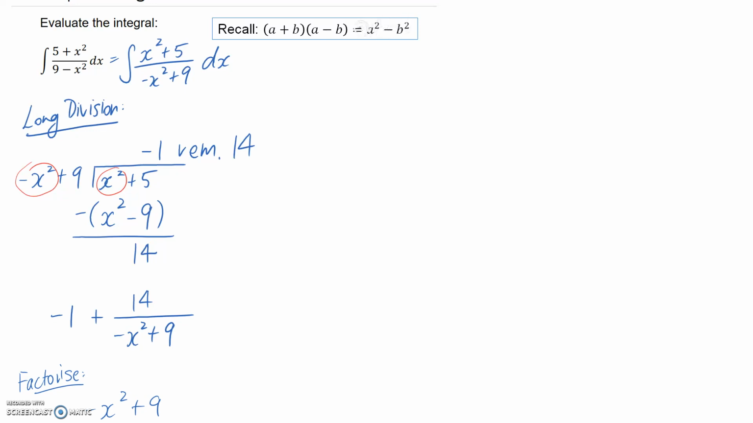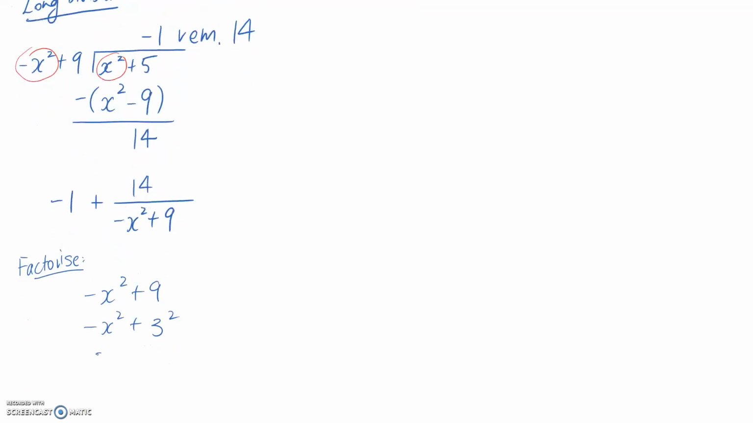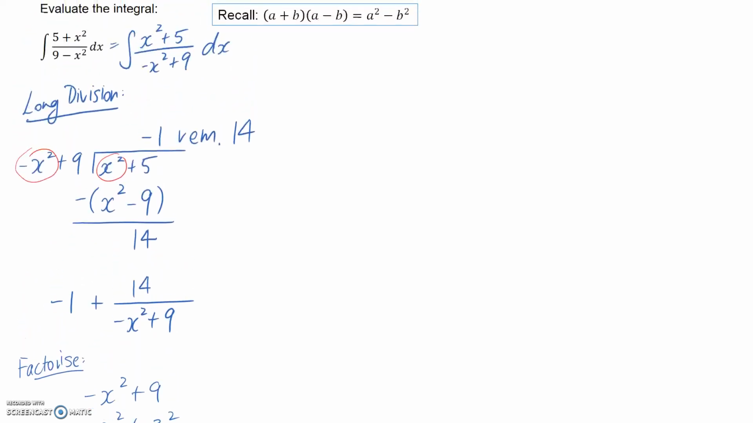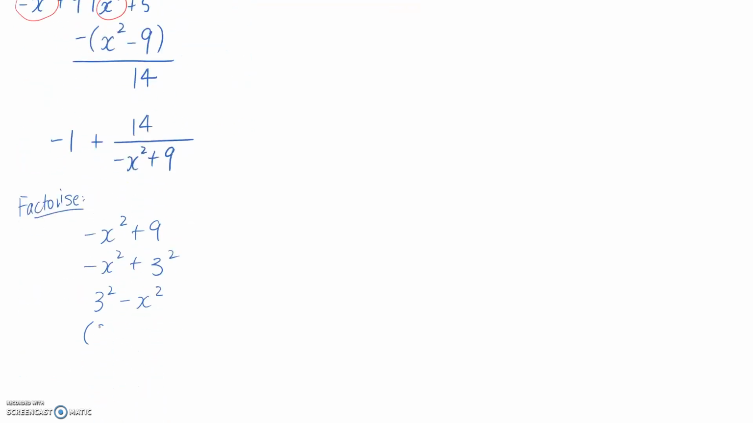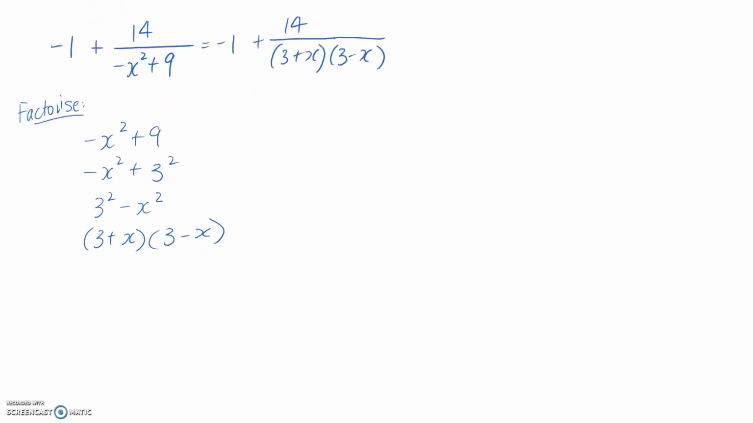Alright, and I'll swap it back so it looks like this, so we have the minus in the middle. So we could say it's 3 squared minus x squared. So that means a is equivalent to 3, and b would be equivalent to x when we substitute it into this other form. So let's do it. So that means we can write this as 3 plus x, and then 3 minus x. Alright, so if I rewrite this once more, it will be negative 1 plus 14 over 3 plus x, 3 minus x. Alright, so now let's go through and figure this out in terms of a partial fraction decomposition.